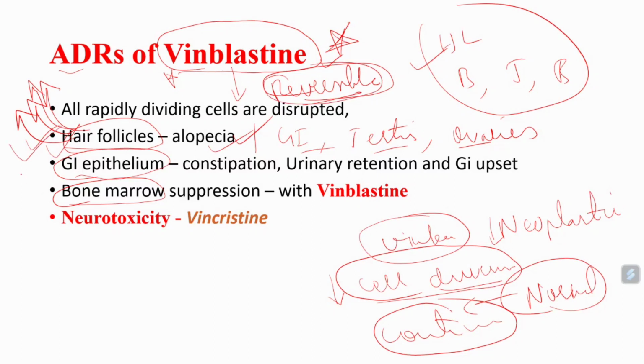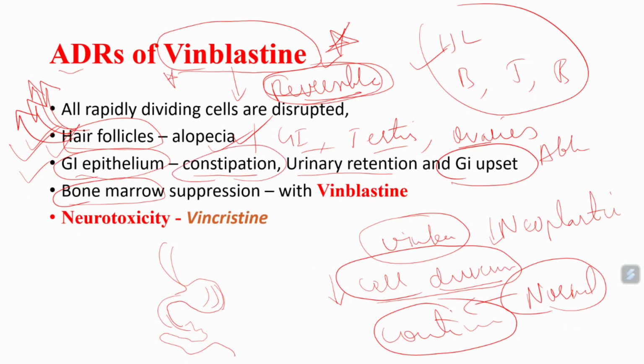That is one adverse effect. The second adverse effect: it will stop the cell division in the GI tract, starting from the esophagus, stomach, duodenum, small intestines, and large intestines. In all these linings of the GI tract, epithelial tissue is not developed. Due to that, it causes constipation. In the urinary bladder, it causes urinary retention, and in the GI tract, it causes GI upset, sometimes abdominal pain also due to constipation. So constipation is another very important adverse effect with Vinca alkaloids. It is seen with vincristin also. This is another common adverse effect.